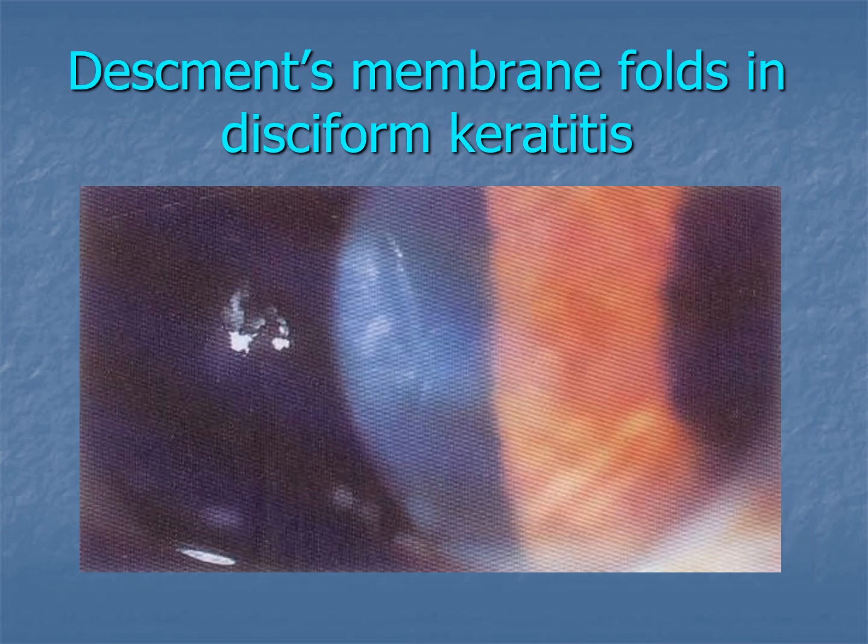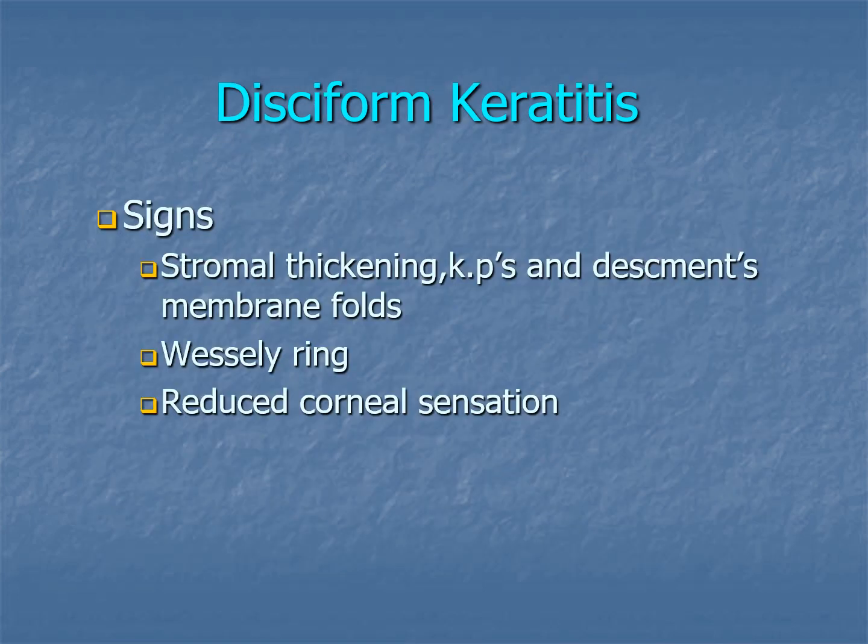In this picture, you can appreciate folds in Descemet membrane in a patient of disciform keratitis. So what will be the signs when you examine the patient of disciform keratitis? You may find stromal thickening, keratic precipitates, Descemet membrane folds, Wessely ring, and reduced corneal sensation.